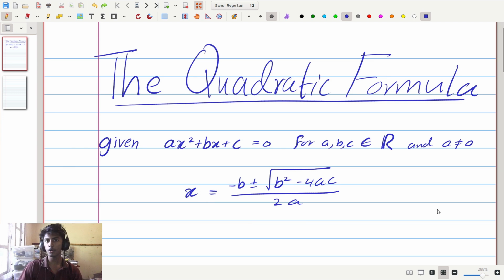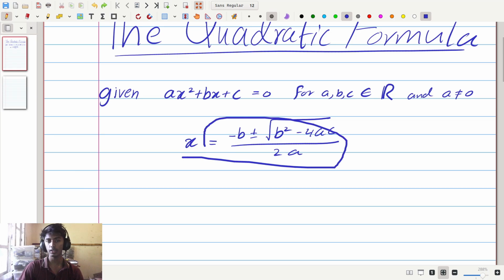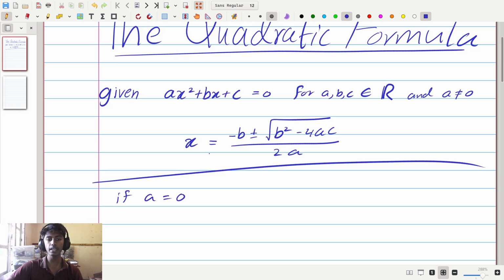This does not, however, mean that we cannot solve the quadratic equation like this. It just means that we cannot use the quadratic formula that we have here. Instead, we need to do something like this. Suppose a equals 0, then if I write down this equation, we can see how we can find the solutions of it.